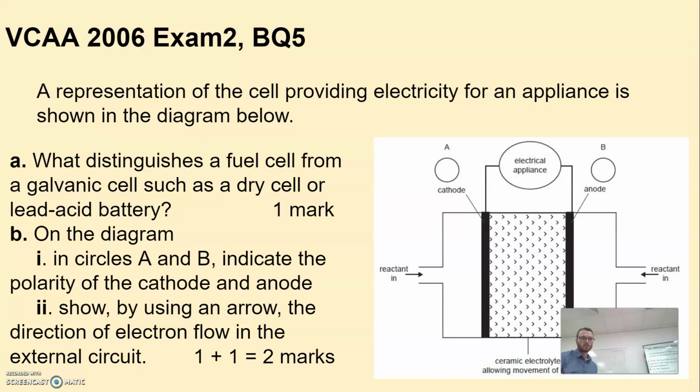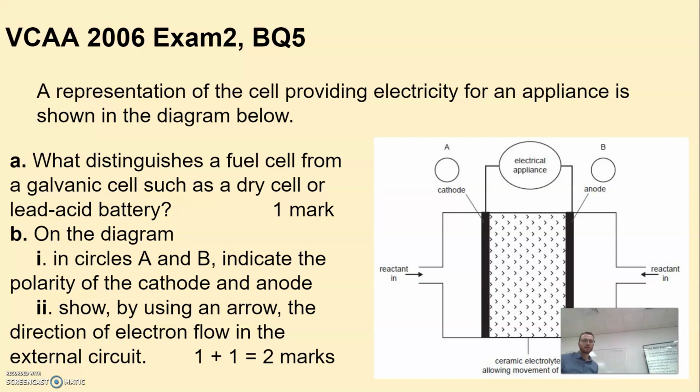Here we go. What distinguishes a fuel cell from a galvanic cell such as a dry cell or lead acid battery? A constant supply of reactants. Right, both of you. Excellent. Part B. On the diagram, circles A and B indicate the polarity of the cathode and the anode. It tells us what the cathode is, tells us what the anode is. Not a trick question. Correct. Positive and negative. Fuel cell, think galvanic. Don't recharge.